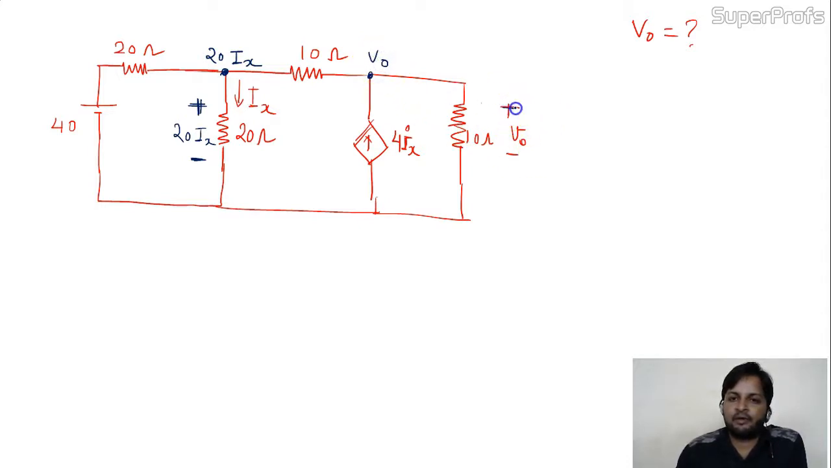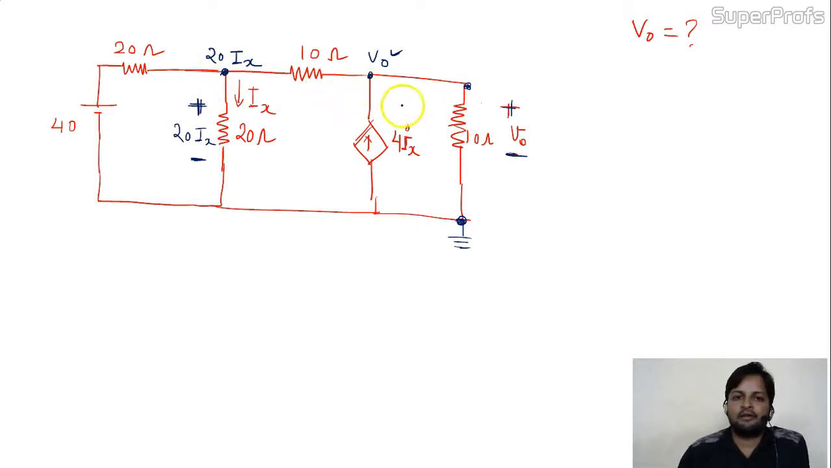Why? Because this is the voltage across this point, right? See, this is the ground, right? So V0 is the voltage of this point, because this V0 is given with reference to the ground. Okay, I hope it's clear to you people. Now see, we have two nodes.